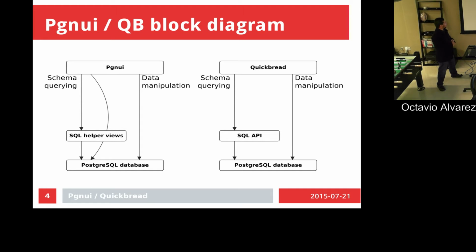This is how they work. Both Pgnui and Quickbread do the same thing. Pgnui was the first iteration, the first attempt. And Quickbread is a rewrite of Pgnui. So they do the same thing.